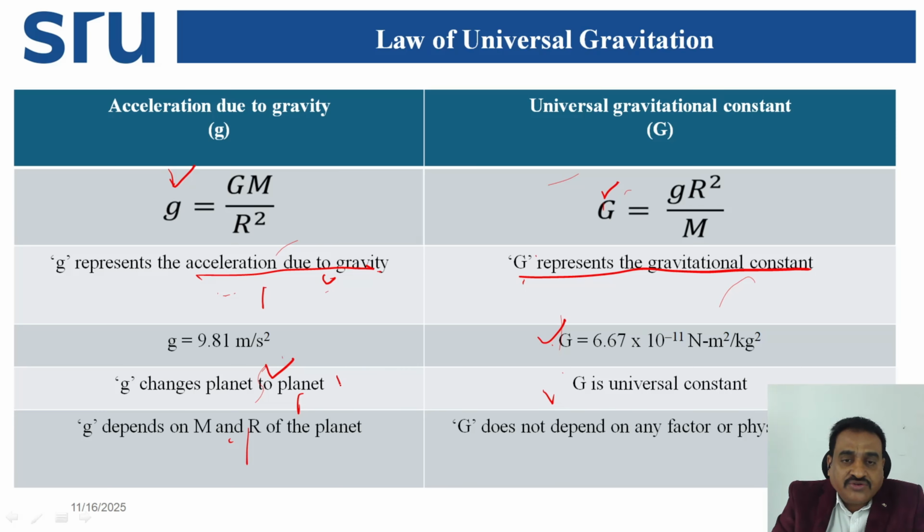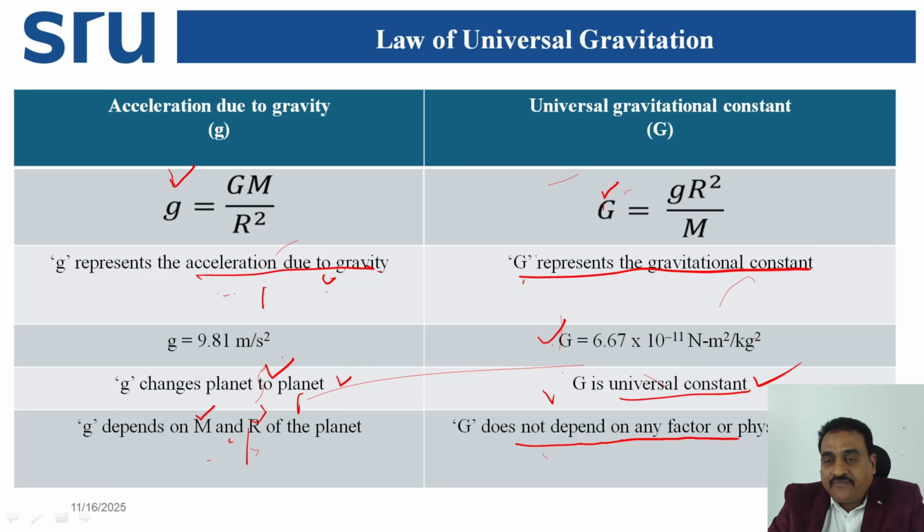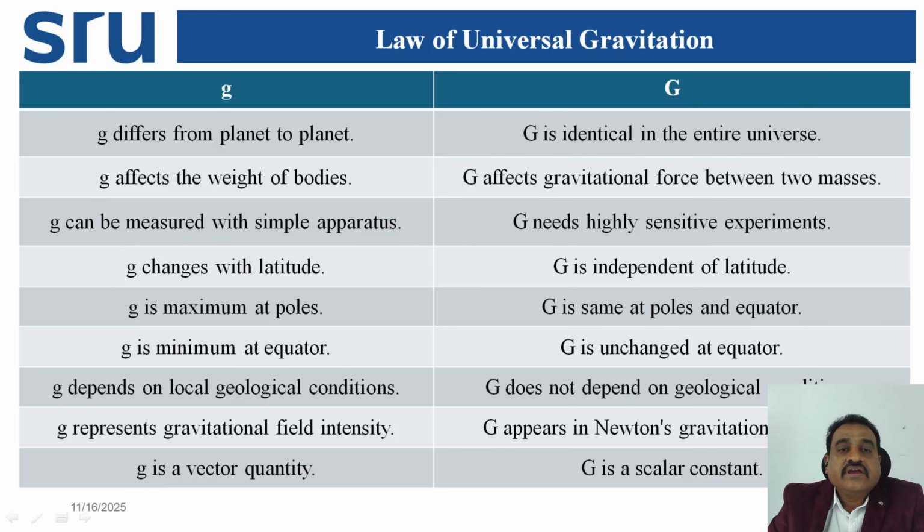The small g value changes from planet to planet. Capital G is a universal constant. Small g depends on the mass of the planet and the radius of the planet. Capital G does not depend on any factor or physical quantity. Yes, small g differs from planet to planet. Capital G is constant.